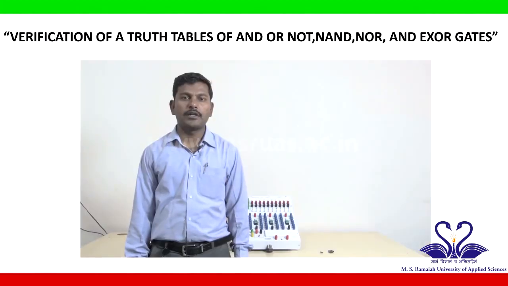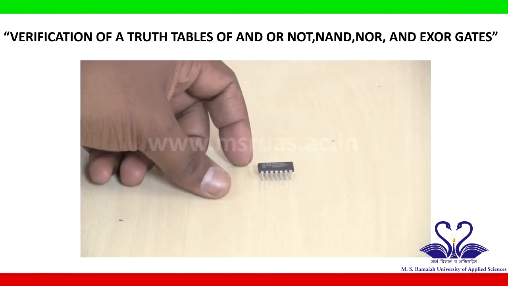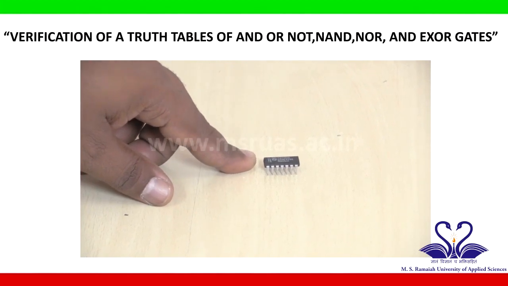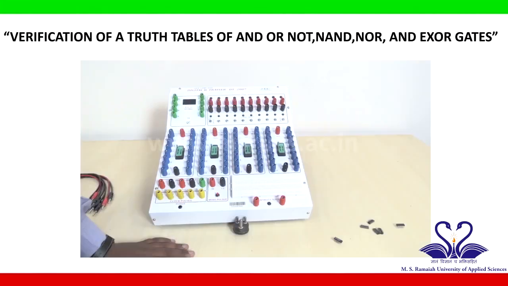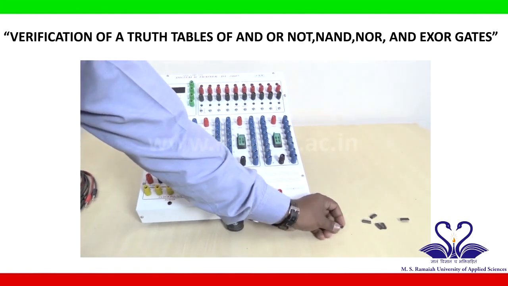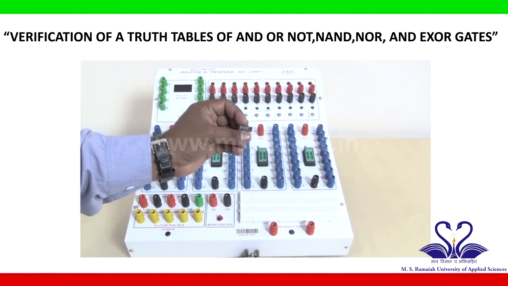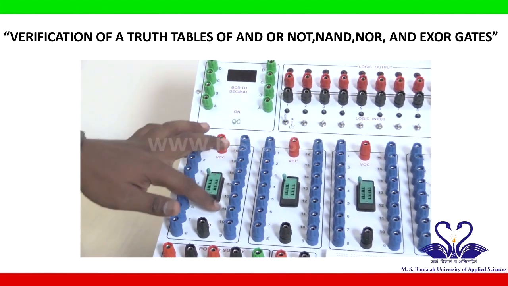Let us start the circuit connection of an AND gate, OR gate, NAND gate, NOR gate and Ex-OR gate one by one. This is IC number 7408, which is an AND gate. Based on the IC diagram, we will do the circuit connection. First, to verify the truth table of AND gate, I will take IC 7408, which is AND gate. So I will connect it in an IC trainer kit.